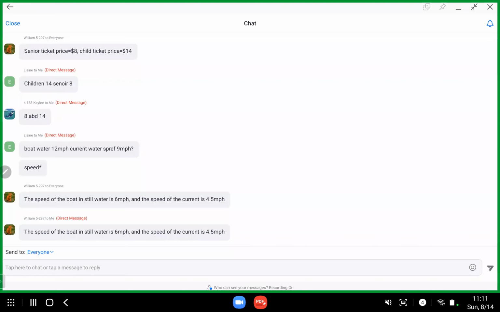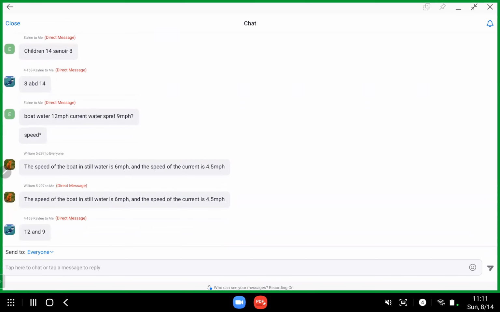All right, let's look at this. So we have some differing answers. Elaine says the boat is 12 miles per hour and the speed of the current is 9 miles per hour. William says the speed of the boat in still water is 6 miles per hour and the speed of the current is 4.5 miles per hour. Kaylee says 12 and 9 also.